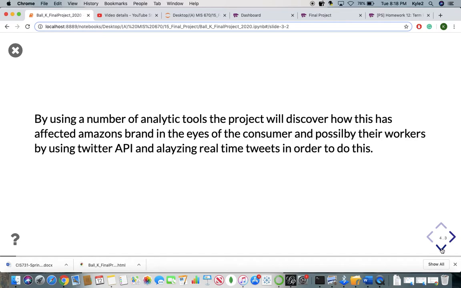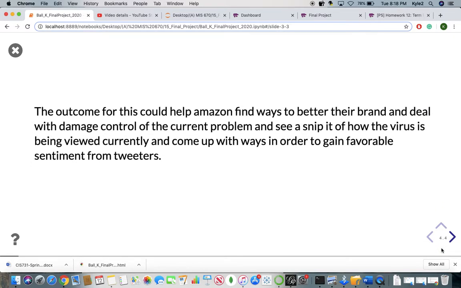So it's kind of summarizing what I've said. This outcome can help better their brand and deal with damage control. And they can also try and gain favorable sentiment from tweeters.